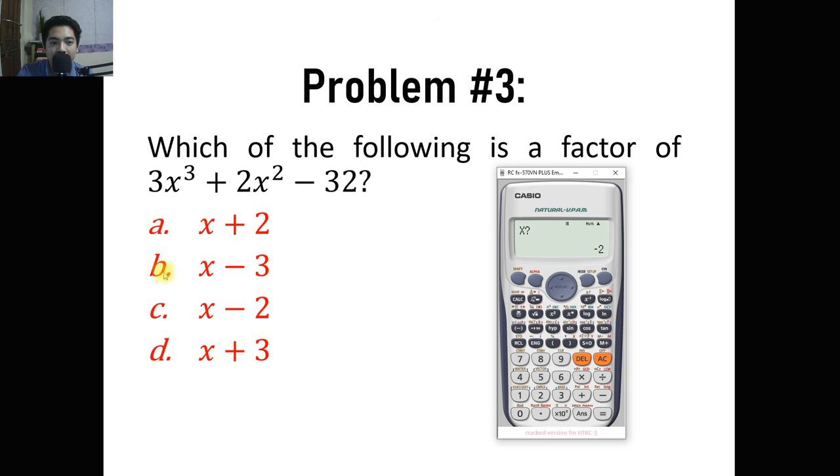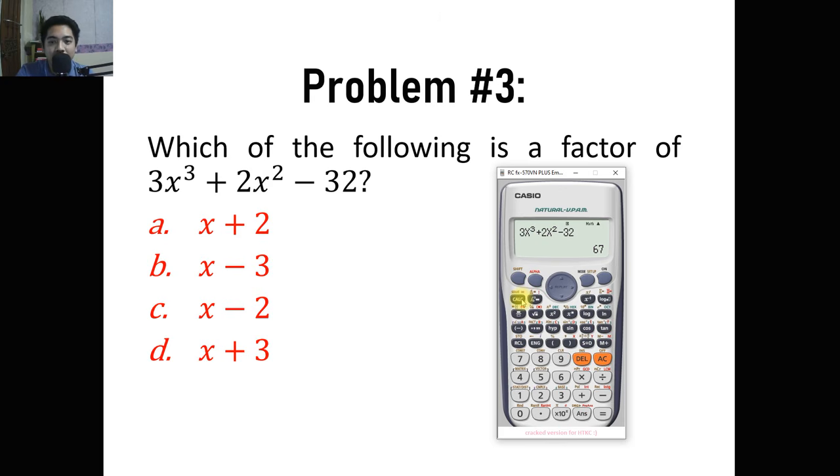So, letter B, equate this to 0, transpose this negative 3, this becomes positive 3. So, we enter 3, just input 3 and then equal sign, 67. So, that is again not equal to 0. So, this is trial and error, because we don't know how to factor. We're only using the calculator techniques.